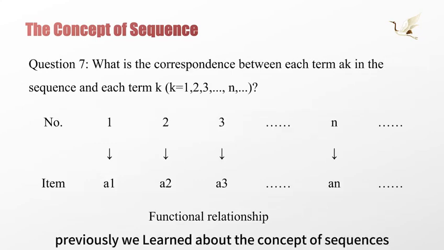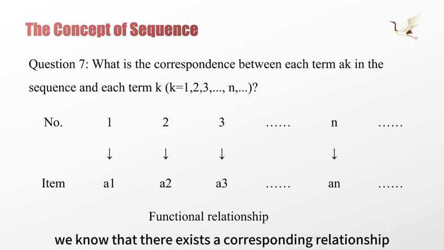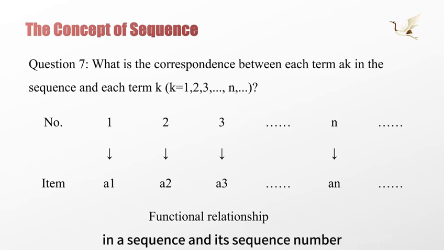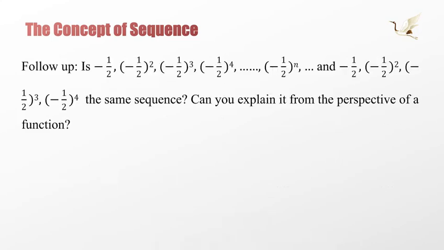Previously, we learned about the concept of sequences. Based on it, we know that there exists a corresponding relationship between each item in a sequence and its sequence number. What is this correspondence relationship that we have learned before? Do you have a feeling of familiarity? For any positive integer n, there is a unique and definite number an corresponding to it. So in fact, a sequence is a function of the ordinal number and the terms. We mentioned in class that a sequence is actually a special function.